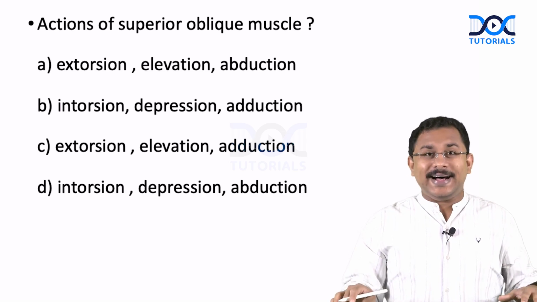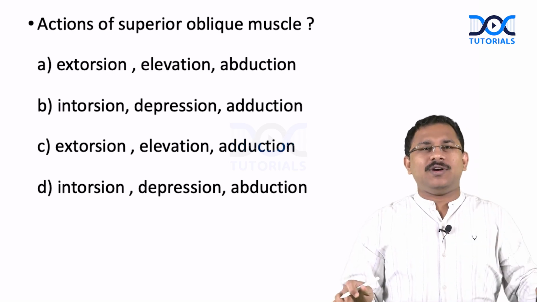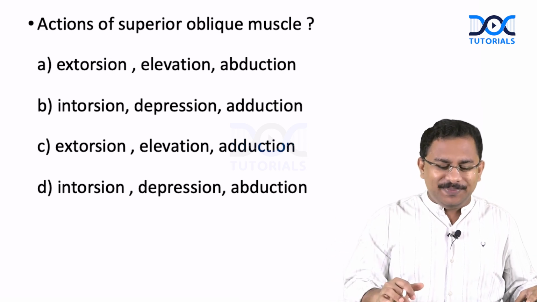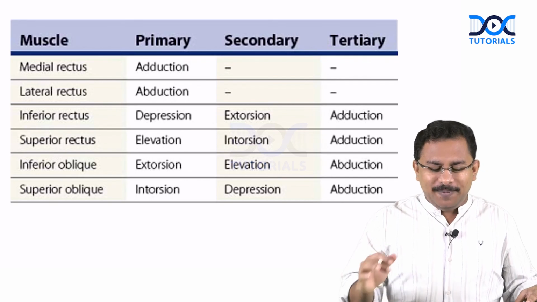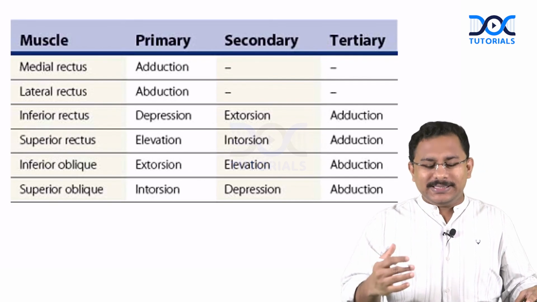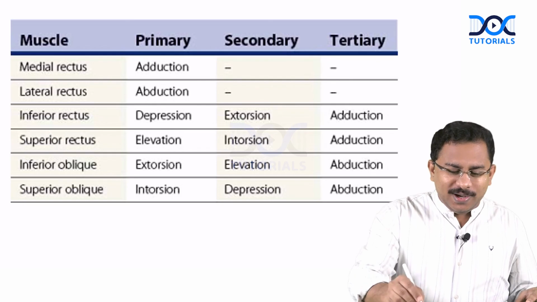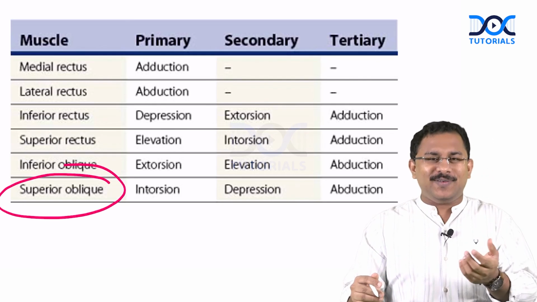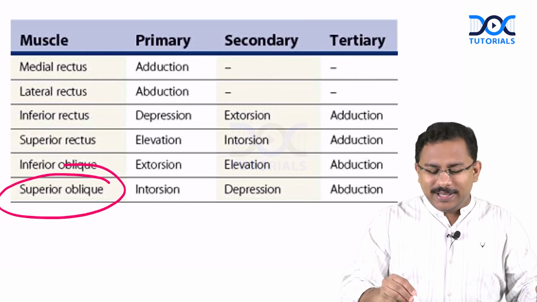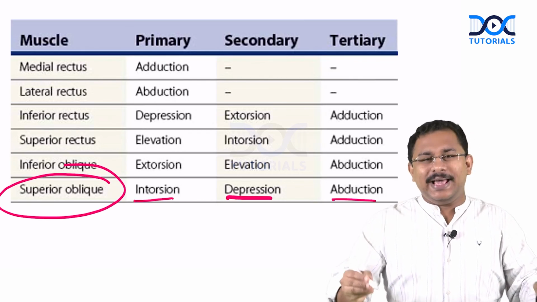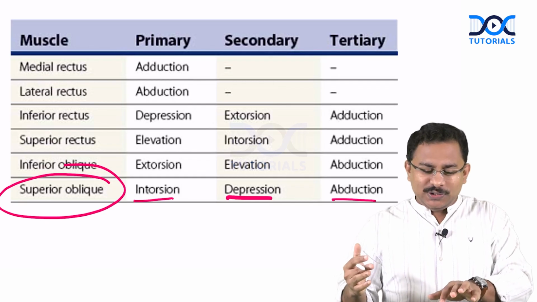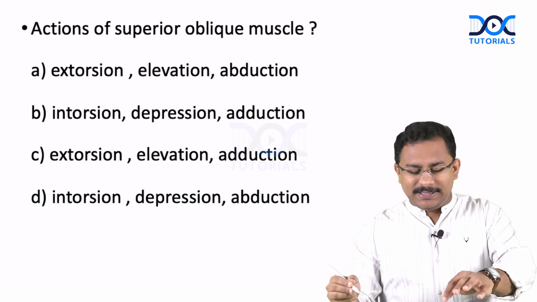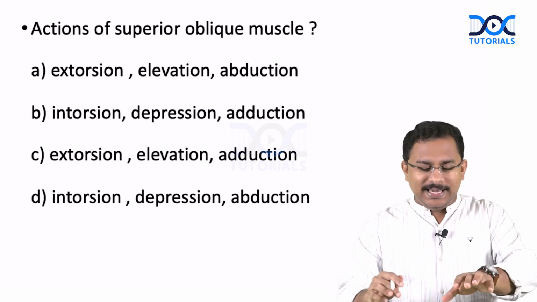Coming to the last question, again a neuro-ophthalmology question, action of the superior oblique, a very, very simple question. So you see this table on the actions of the various extraocular muscles. In any entrance exam, among the extraocular muscles, one of their favorites is the superior oblique. So their actions are going to be intorsion, depression and abduction. Option D is the answer.